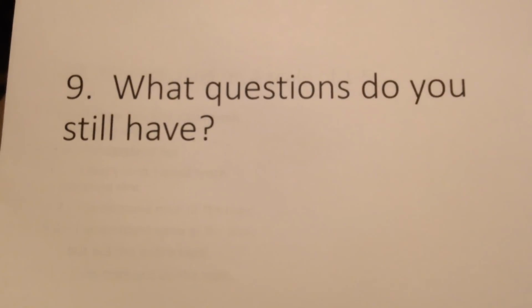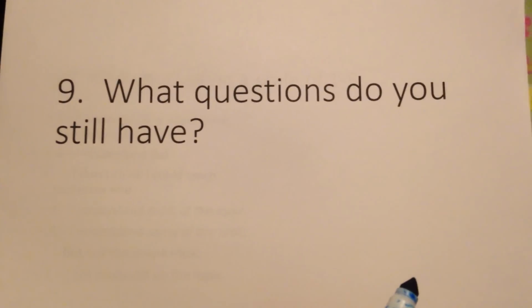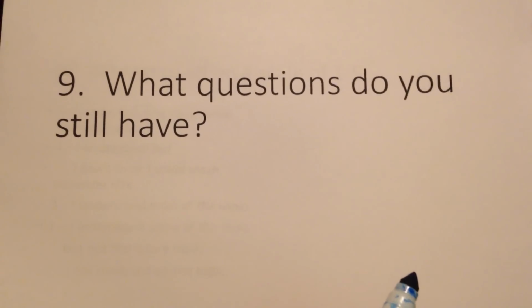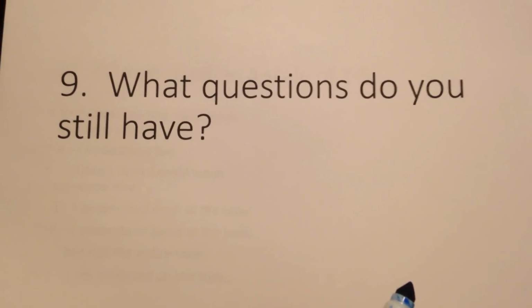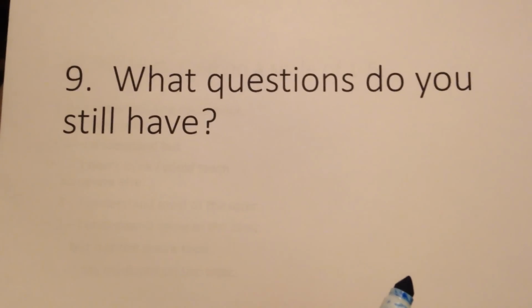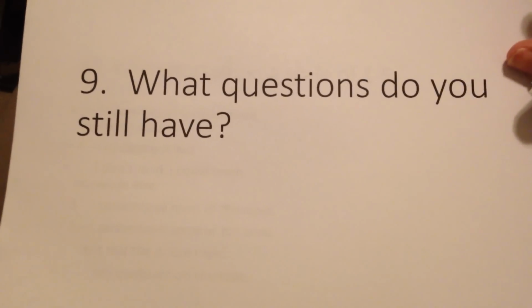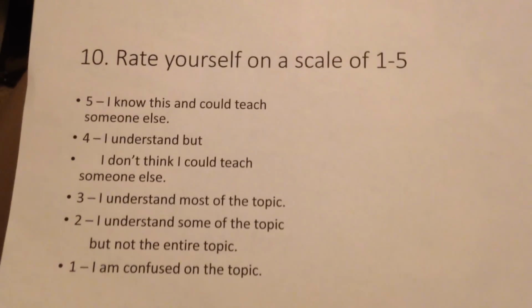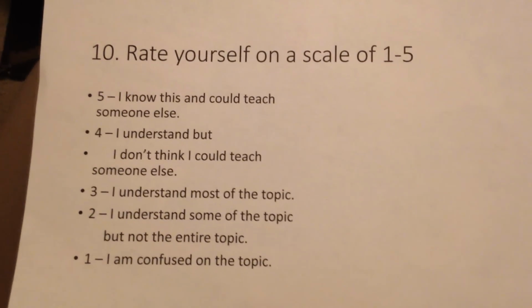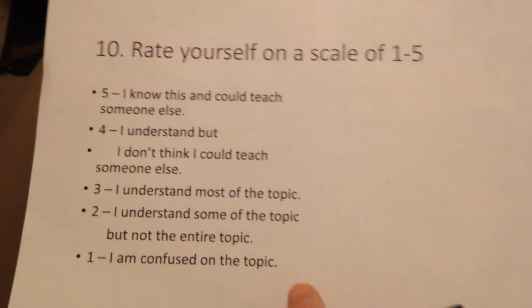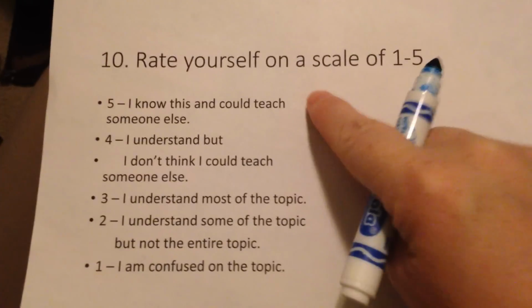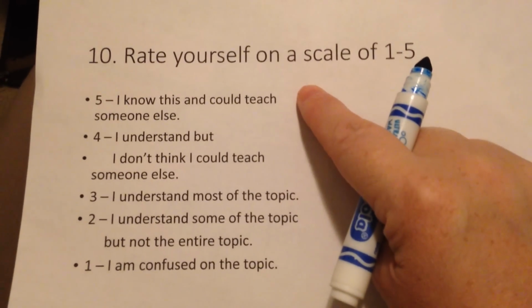Okay, number 9. What questions do you still have? Now, we have a rule about this. If you do not still have any questions, I want you to tell me, what do you think may be the most difficult part of this? Or maybe where do you think a lot of students may struggle? Or what do you think the common errors may be? You have to answer this. Okay, the very last thing is just give me a number. Rate yourself on a scale of 1 to 5, how well you understand it. Number 1 means you are totally confused. Number 5 means you know all of this so well you could teach someone else.